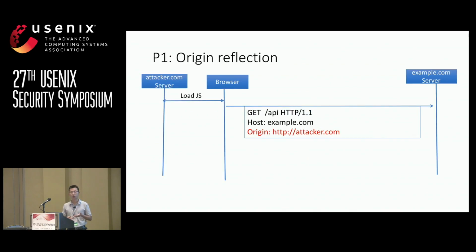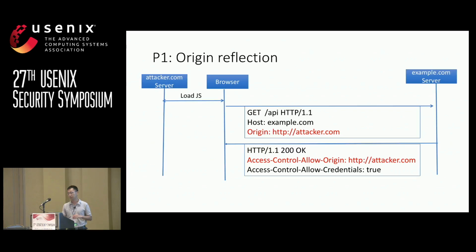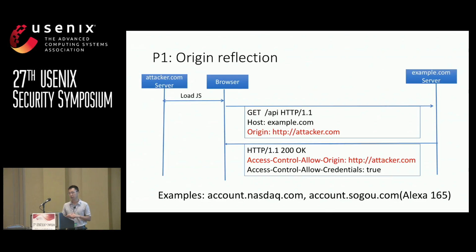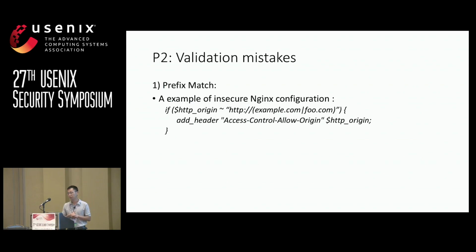The simplest way to generate a CORS policy is to blindly reflect the origin header. But we found this configuration is quite dangerous because it's equivalent to trusting any website. And in our measurement, we found about 1 in 30 websites have made this mistake, including some important websites. And we also found some web developers attempt to validate the requesting origin, but still made mistakes.